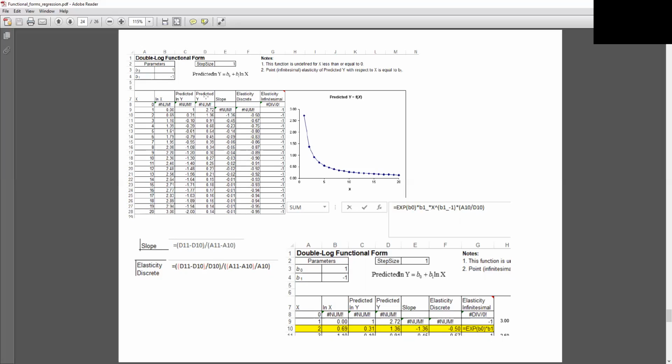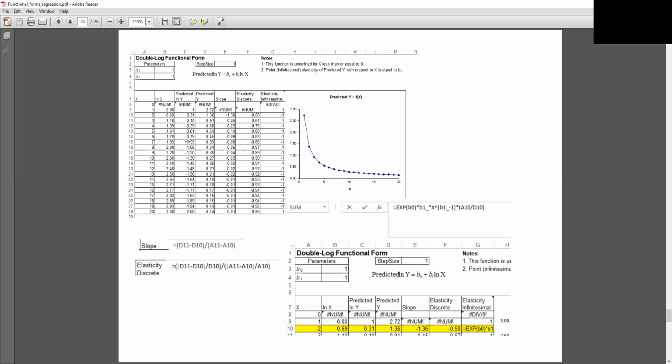If this is a predicted log y, then you take the antilog of this. So the antilog of predicted log y will give you predicted y. Once you have the values of all predicted y, this is what you have to use to obtain slope, as well as discrete elasticity, as well as infinitesimal elasticity. For all those things you have to use only predicted y and not predicted log y.